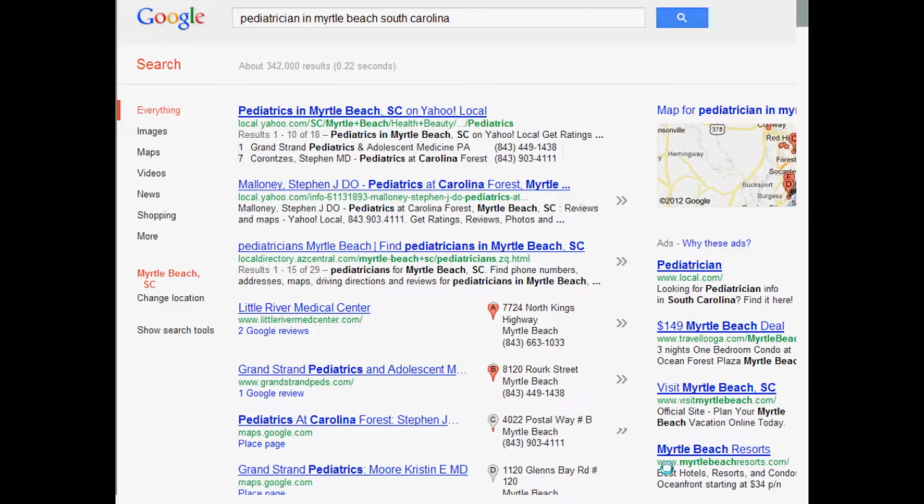I've actually seen people so frustrated with that situation that they go to the main town, Myrtle Beach, where they're not located, buy a P.O. box, establish an address at that P.O. box, and then submit that to Google and say, look, we're located in Myrtle Beach too, and sometimes that works.